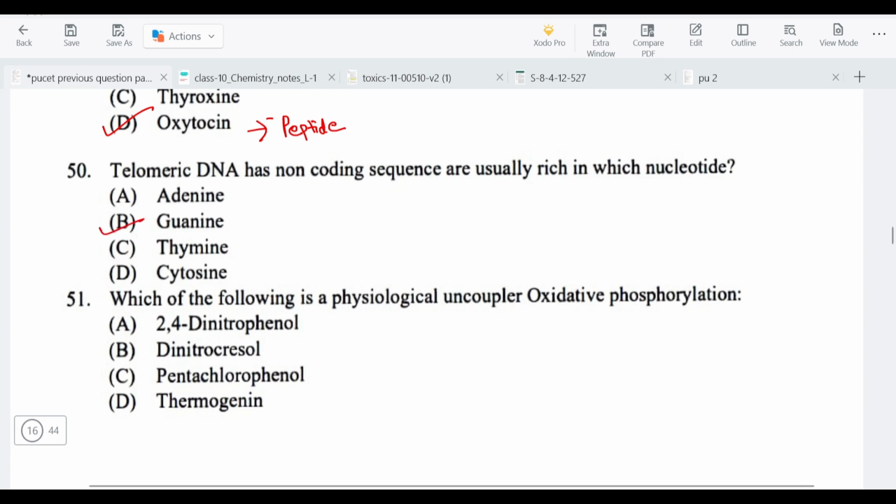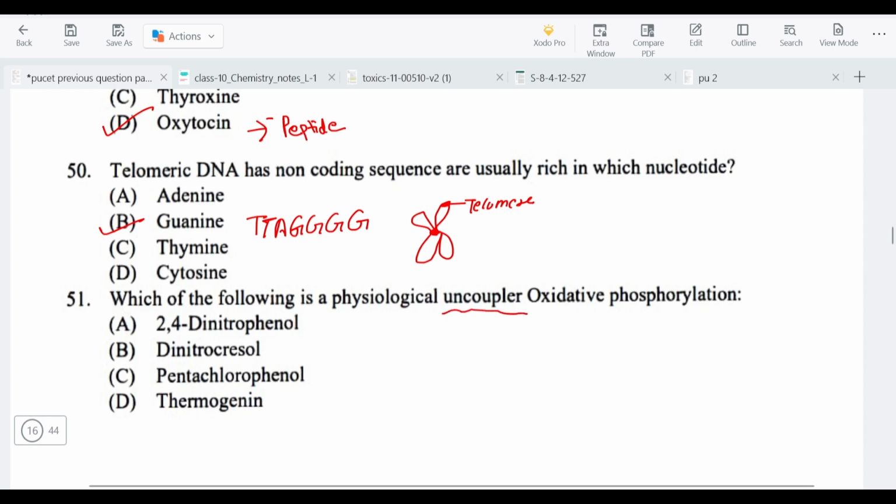These telomeric DNA are rich in guanine, and the telomeric repeats are generally TTAGGGG, right? We know, no? What are telomeres? These are the chromosome extreme ends, known as telomeres, and they are rich in guanine, non-coding sequences.